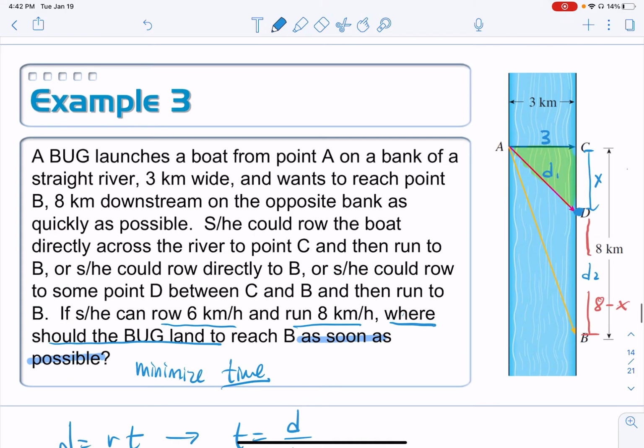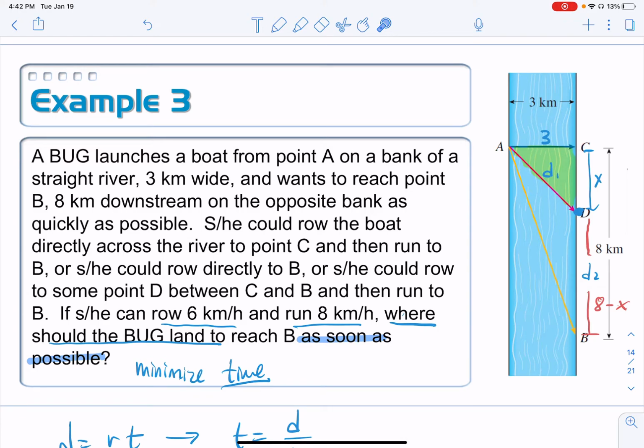Let's look at the picture. X is the distance along the bank where this bug is going to land their boat right here, right? So that is x. We want to know what is the smallest possible value for x and what is the biggest possible value for x. Our x, the smallest possible is going to be 0. If x was equal to 0, where does the bug land their boat? Lands it right here at point C. You just go straight across. There's your x. X is equal to 0.